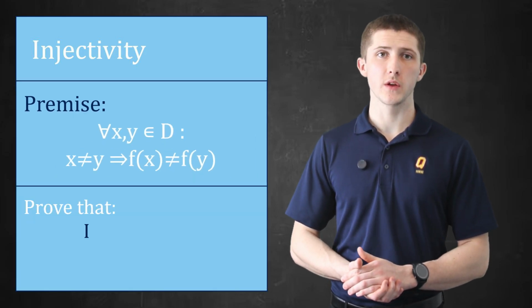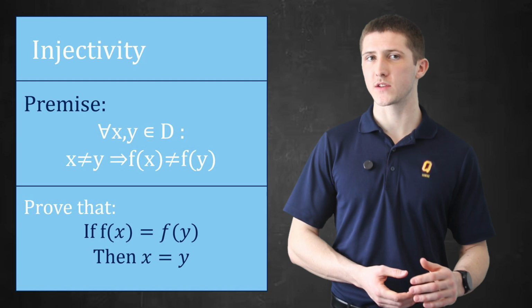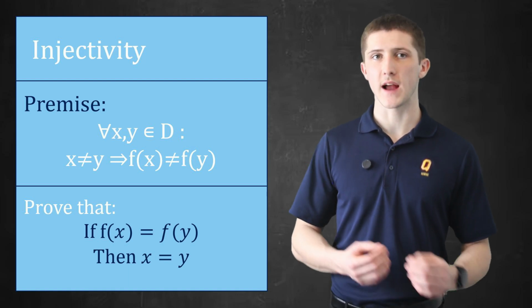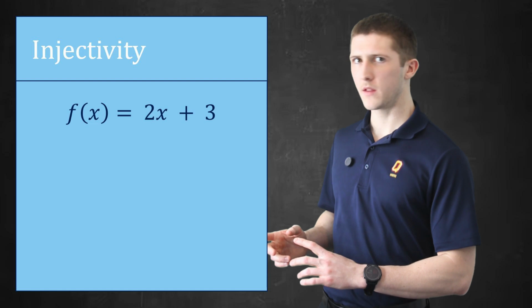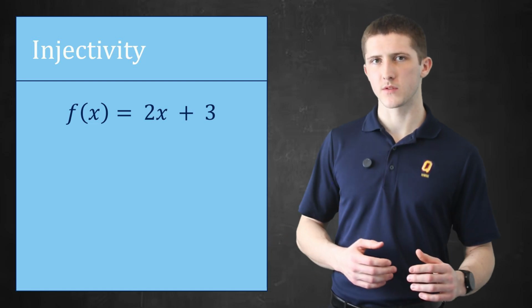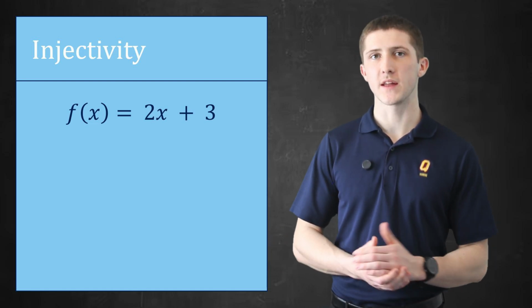To prove this, we use a direct proof and show that if f of x equals f of y, then the variables x and y that we defined are actually equal. If we look at this example, is the function 2x plus 3 injective? Well, let's attempt that direct proof.